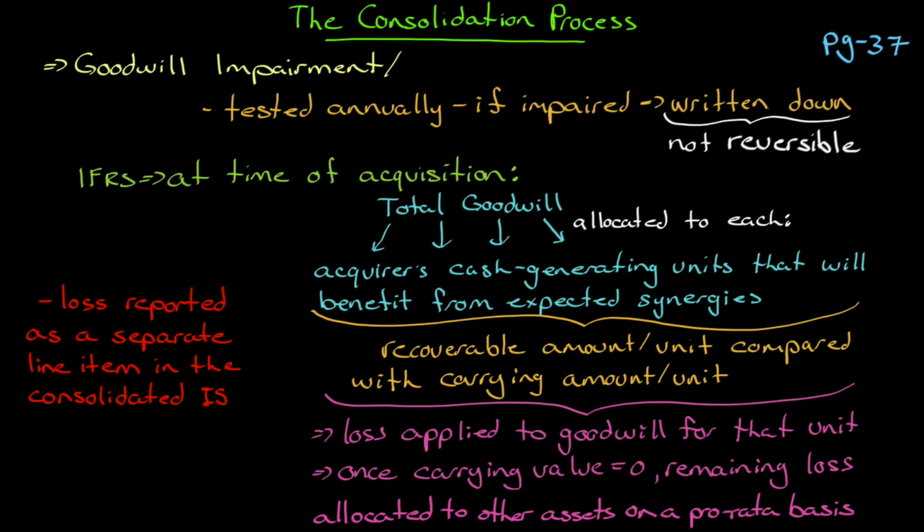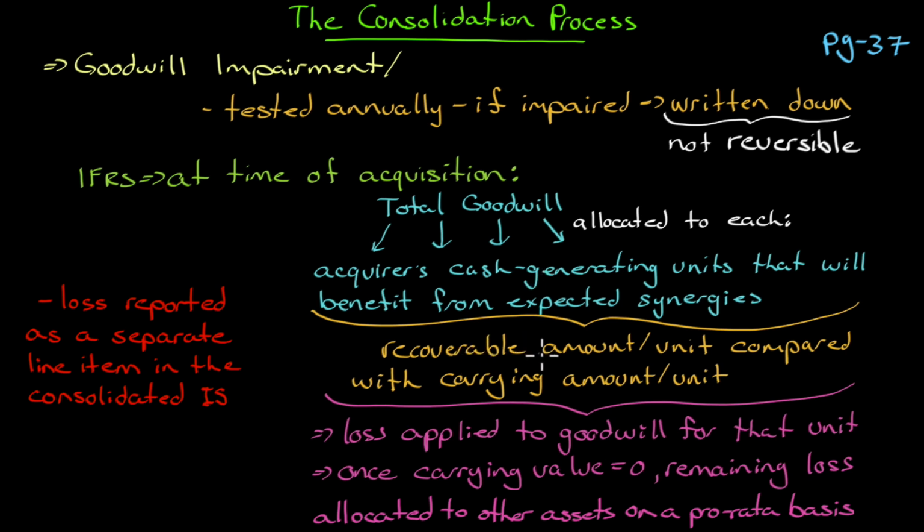You're done. Under IFRS, at the time of acquisition, the total goodwill that we recognize is allocated to each of the acquirer's cash-generating units that will benefit from expected synergies. So that really requires some thinking, right? The acquirer's cash-generating units that will benefit from expected synergies. Maybe there's only one. That's the simple thing, right? There's only one, so total goodwill goes to one. But what if there are two? Or what if there are three? Well, total goodwill is allocated to each of these.